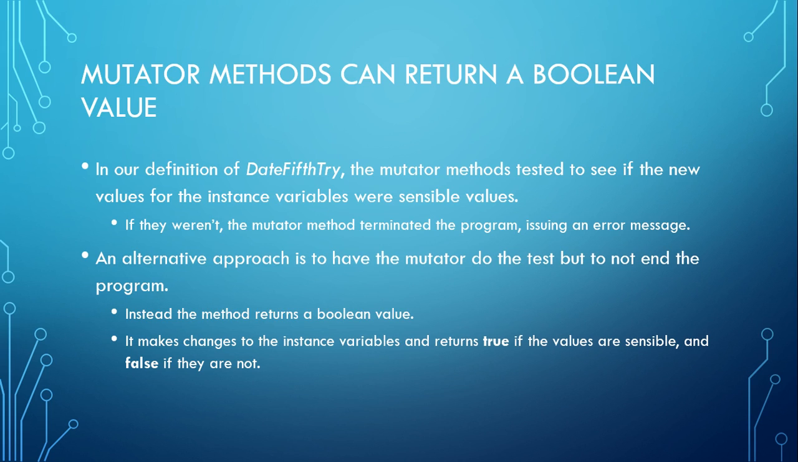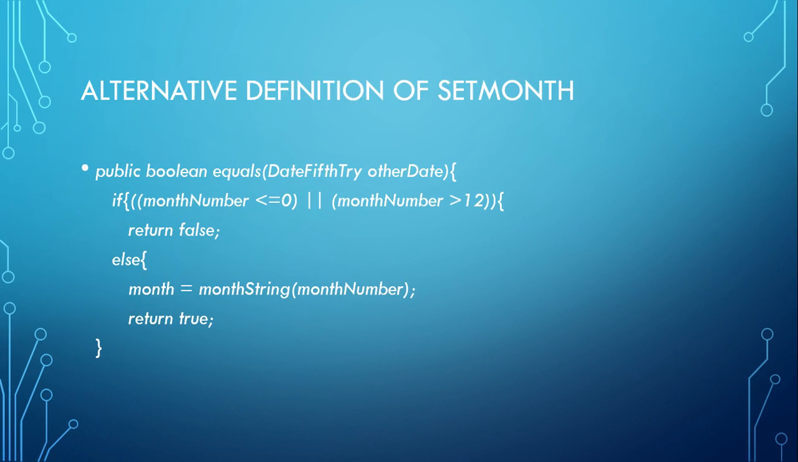So instead, the method is going to return a Boolean value. And it's going to make changes to the instance variables and then return true if the values are sensible and false if they're not. So here's our alternative definition of setMonth. Here, we have public boolean setMonth(int monthNumber): if monthNumber is less than or equal to 0 or monthNumber is greater than 12, return false, because that means it's either less than January or greater than December, because January is 1, December is 12. Else, month equals monthString(monthNumber), return true.